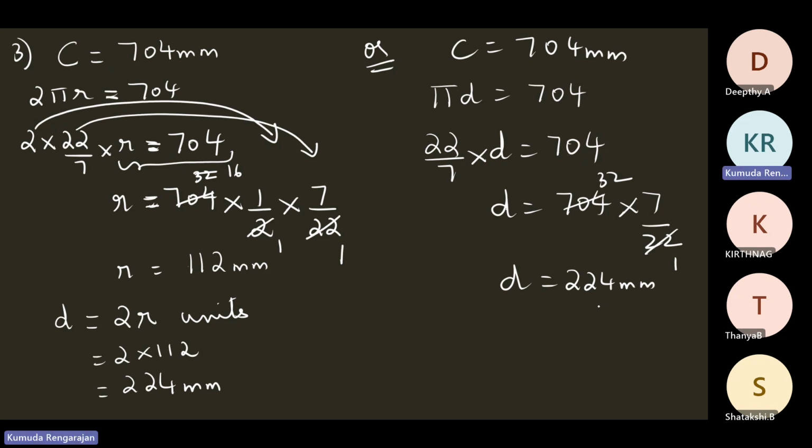So here you will get the diameter first. So you should find the radius using this. Radius is equal to diameter by 2. That is 224 divided by 2, which is 112 millimeters.